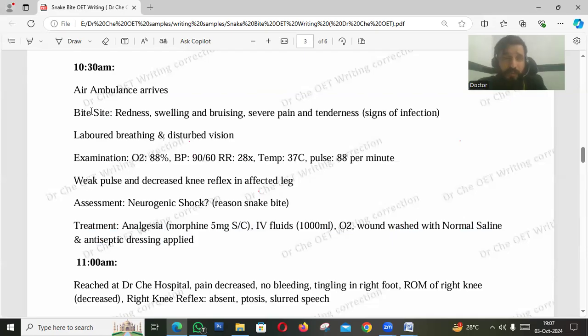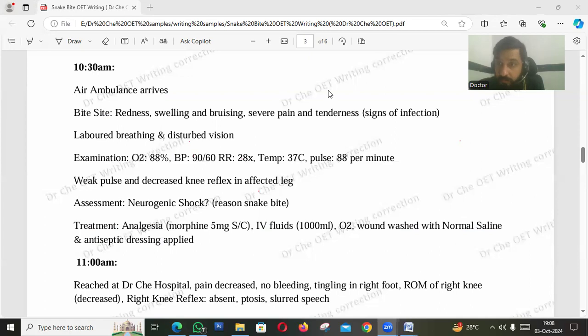One thing we can do is, at this time, the air ambulance arrived and she had redness, swelling, bruising, severe pain, and redness on her bite side. Okay. Also, can we just write signs of infection on the bite side? We don't have to write in detail what the signs were. Why? We are talking to the GP, so we can just write that she has signs of infection. The GP knows what the signs of infection are.